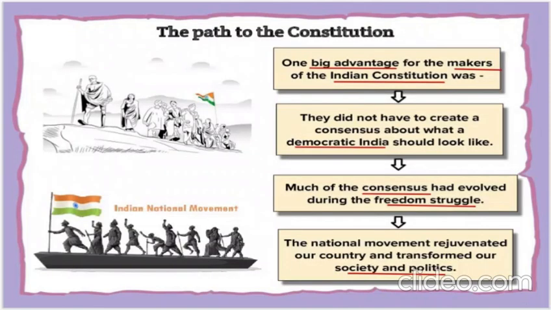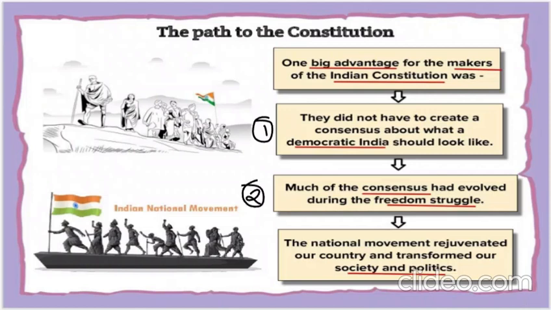Now, the path to the Indian Constitution. One big advantage for the makers of the Indian Constitution was what? First thing, they did not have to create consensus about what a democratic India should look like. They did not need to create any consensus about how a democratic India should look, isn't it? So consensus is nothing but a kind of agreement. They did not have to create any such thing for a democratic India.